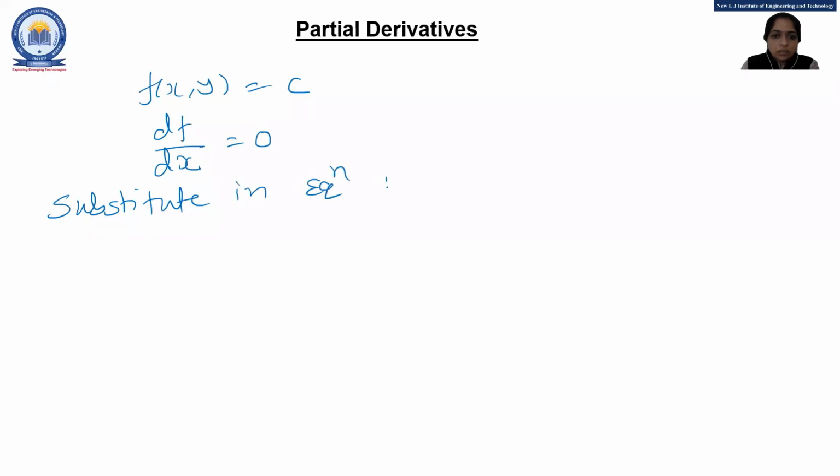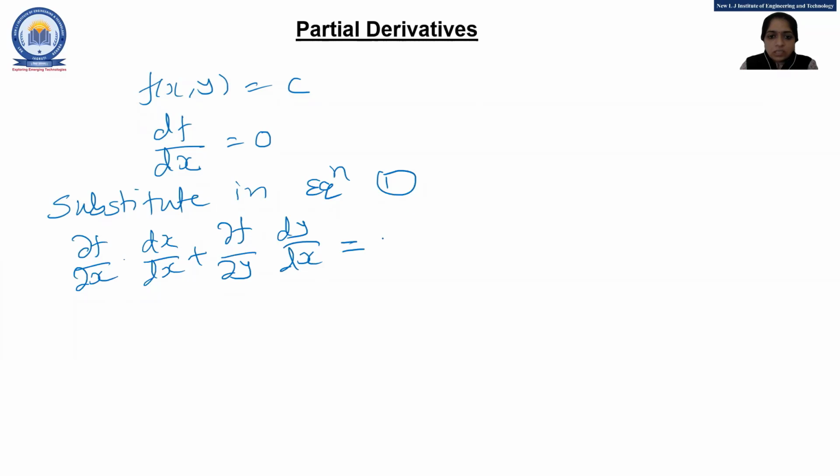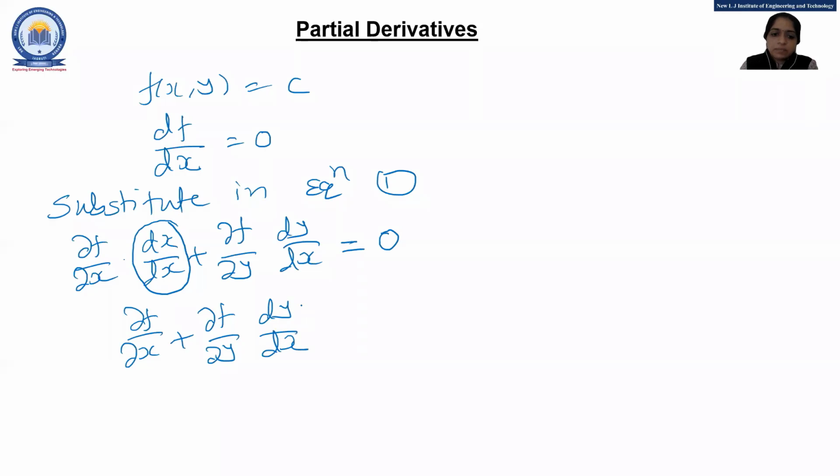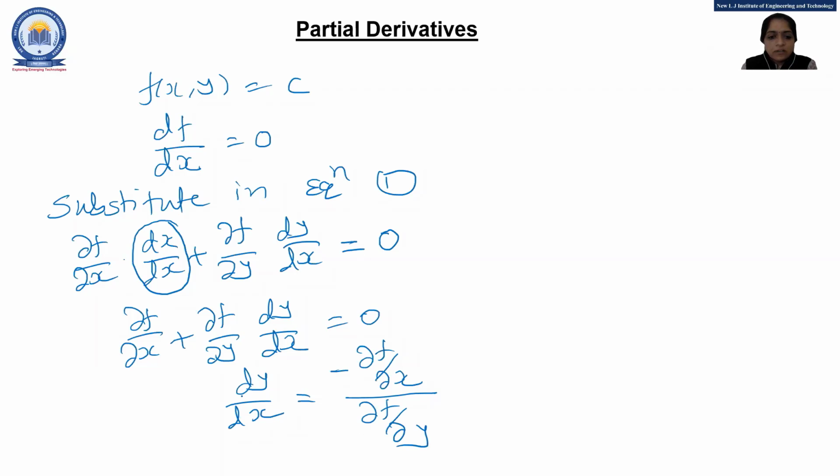in equation 1, I get del f by del x into dx by dx plus del f by del y into dy by dx is equal to 0. And as you all know, students, dx by dx is equal to 1. So I keep it as del f by del x plus del f by del y into dy by dx equal to 0. And if I keep dy by dx as the subject, then I move del f by del x to the right hand side, which is negative, so minus del f by del x. And this del f by del y is in multiplied form, and if I put it on the other side, it is in the division form. So this is the formula: dy by dx is equal to minus del f by del x upon del f by del y.